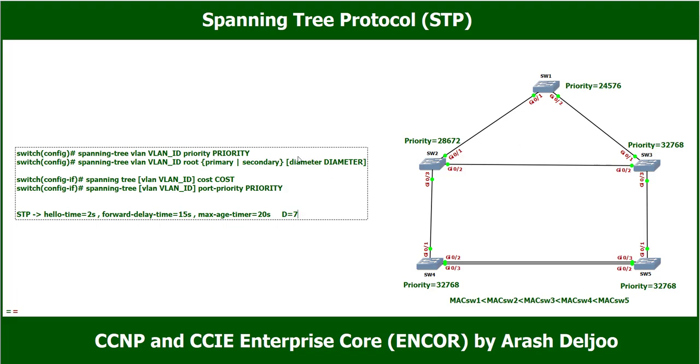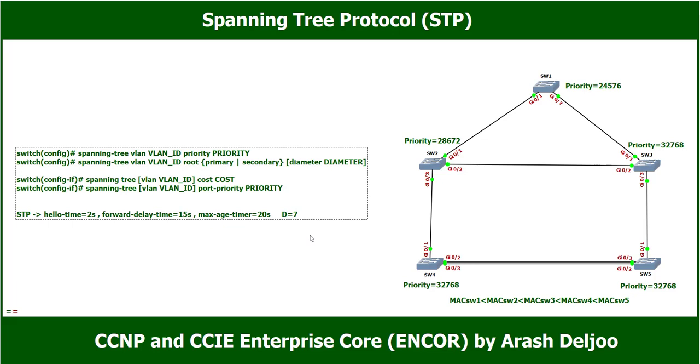You can configure the diameter as 2, and you will see that the hello time, forward delay time, and max age timer are all decreasing. This means that we are experiencing lower convergence time, and that we are converting a network to a faster network.